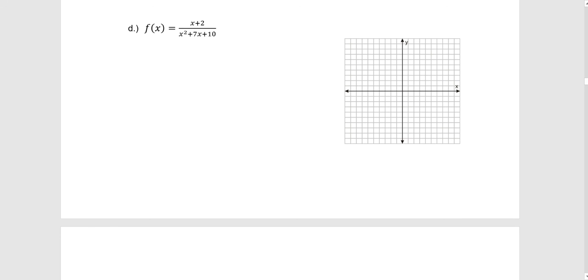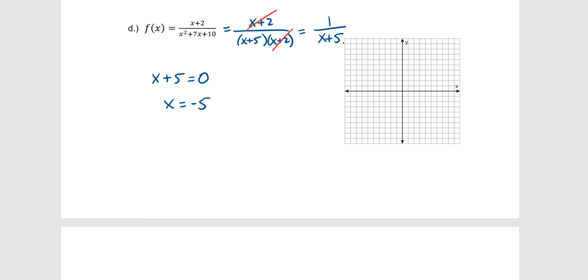So let's do one more here. We have f of x is x plus 2 over x squared plus 7x plus 10. So we factored this one. And this one factors to x plus 5 times x plus 2 in the denominator. So we had to think of two numbers that multiply to 10 and add to 7. We see that the x plus 2's cancel, and we're left with 1 over x plus 5. Okay, so we set that simplified denominator equal to 0 once again, and we solve it for x, and we get x equals negative 5 as our vertical asymptote.